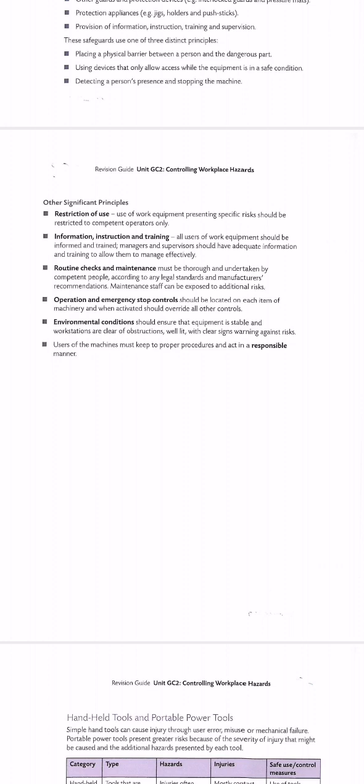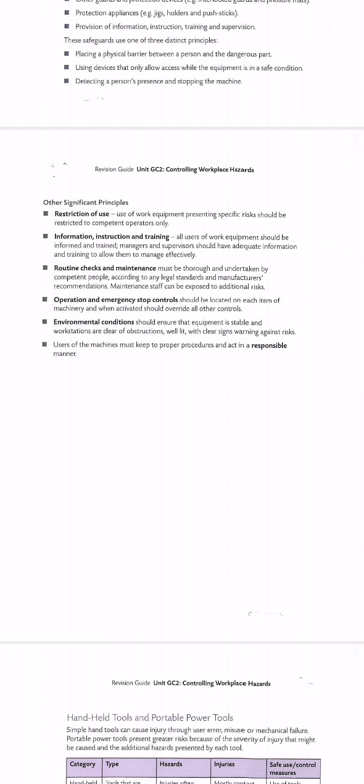Number 1, restriction of use. What is restriction of use? Use of working equipment presenting specified risks should be restricted to competent operators. So only competent operators should be allowed to use this equipment. Then number 2, information, instruction and training. This is self-explanatory. The operator should have the information, and should also have the training and instruction on where to work.